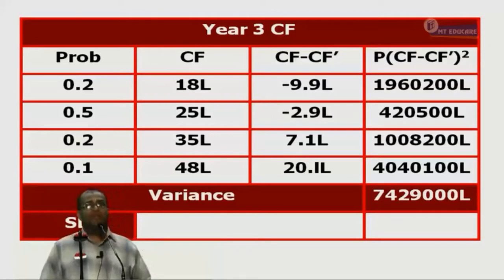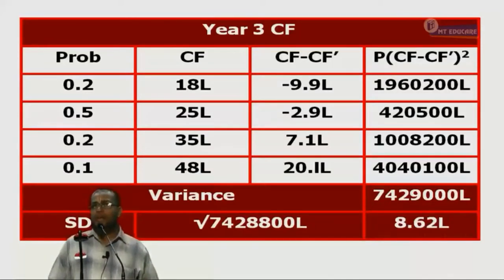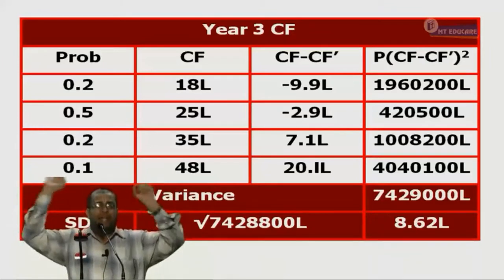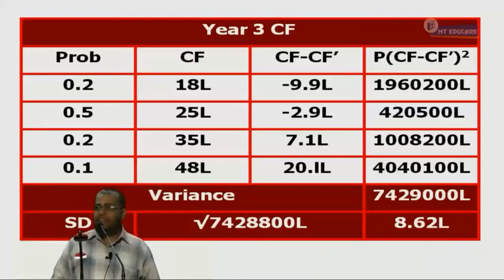Square root of 74 lakh 29,000 lakhs. Standard deviation is square root of 74 lakh 29,000 lakhs. How much is the number here? 8.62 lakhs, or 8 lakh 62,000. Now, what we have done, the calculation may be big, but the matter is small. We found out the standard deviation for each and every year's cash flow, right or not?